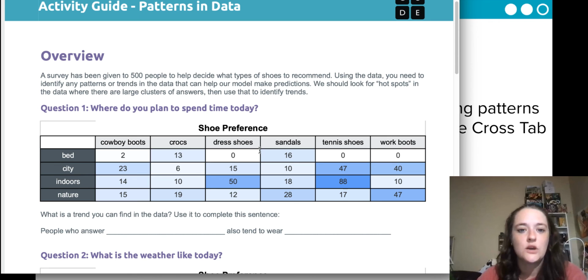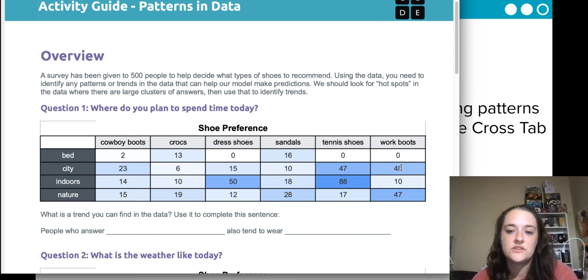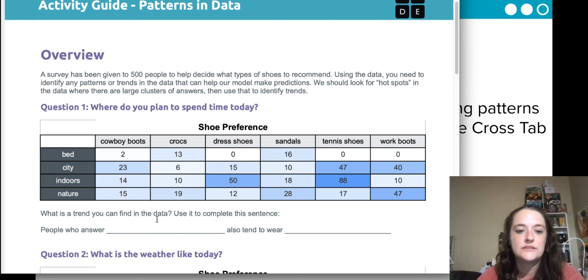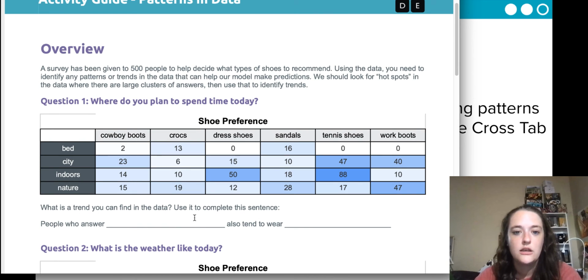Okay, so we're looking at the shoe preference. Indoors, they prefer dress shoes. In the city, they prefer tennis shoes. Or when they're indoors, they prefer tennis shoes. They want to wear work boots if they're in the city or in nature. Okay, so people who answer this also tend to wear this. People who answer bed tend to wear sandals.